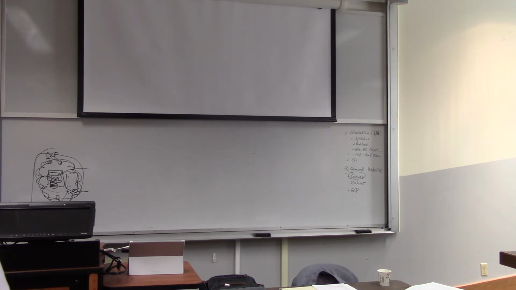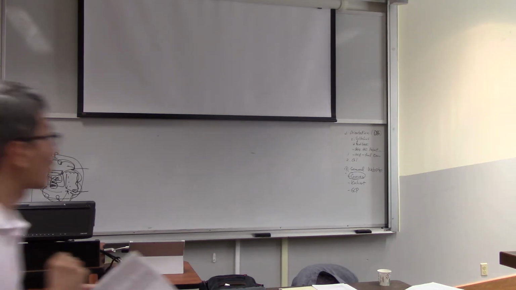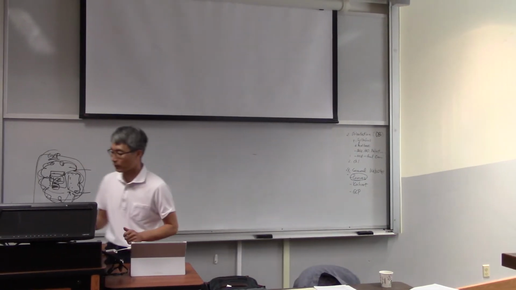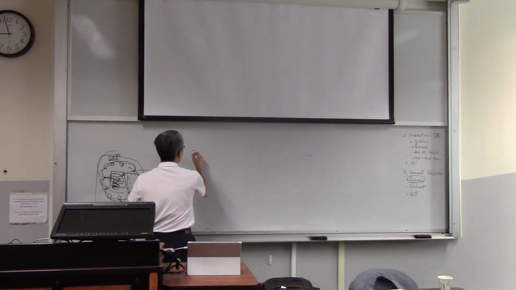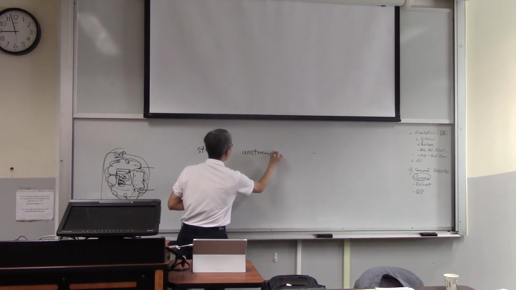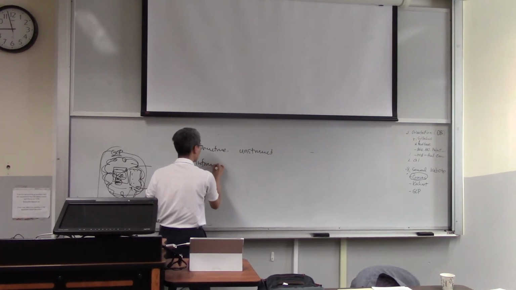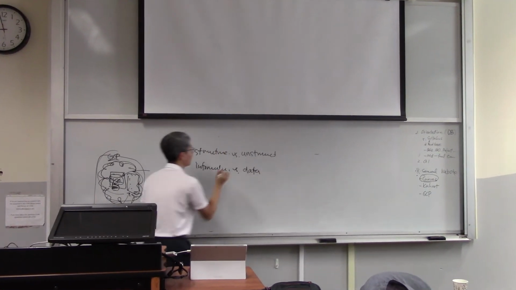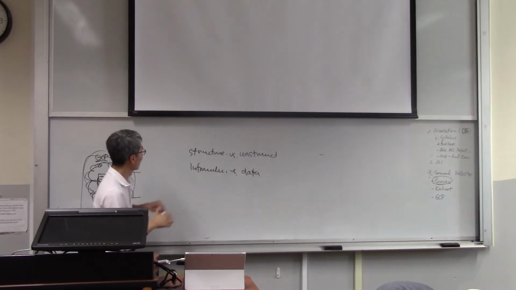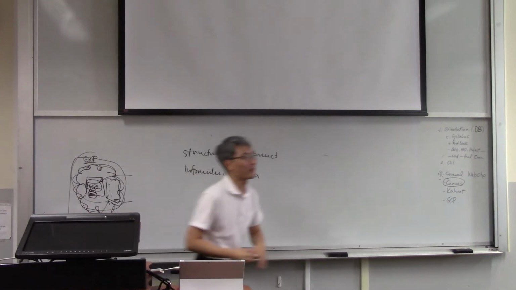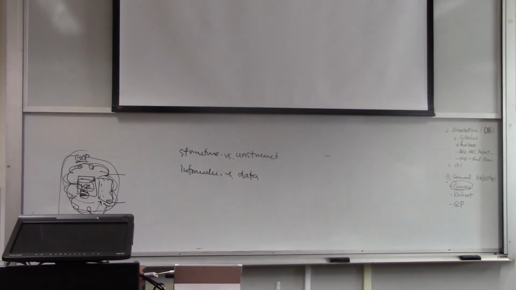There are a lot of things we need to discuss right now. So first, structured and unstructured. What is a structure? That's a very good point. So what is structured and what is unstructured? And also another thing is information and data. First, which one do you want to discuss? Data and information. Okay. So what is data and what is information?